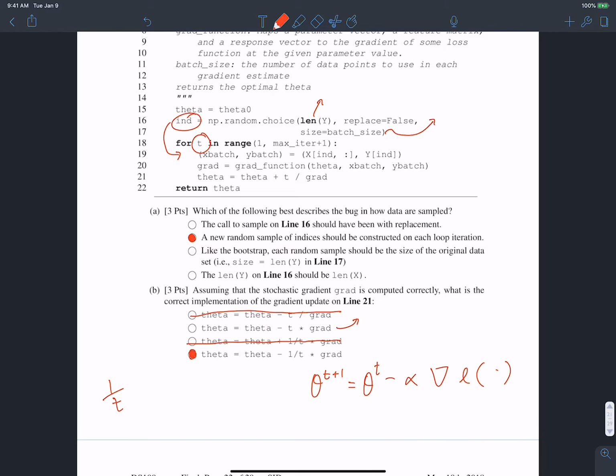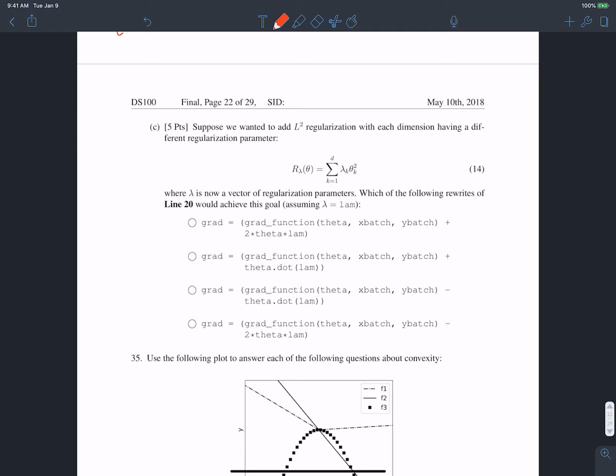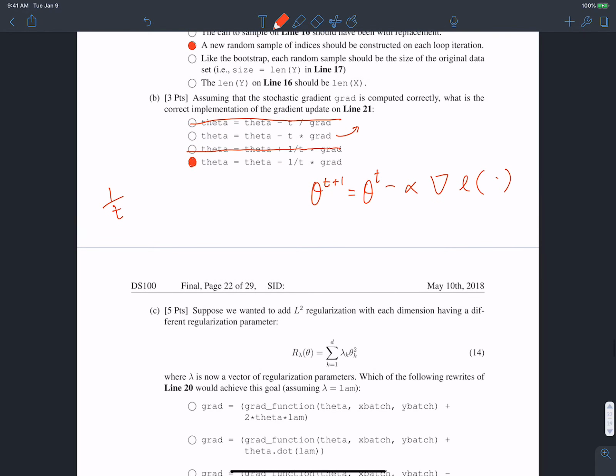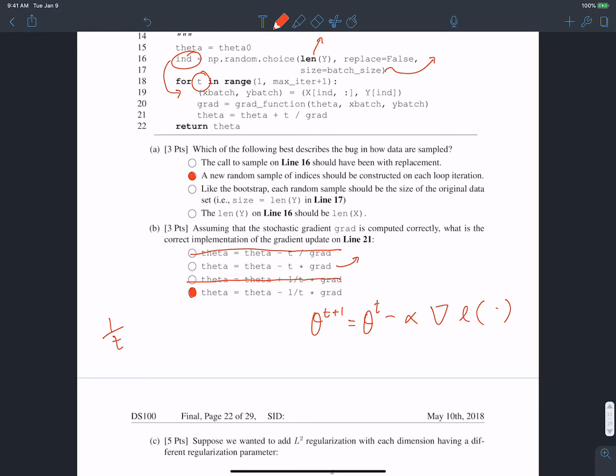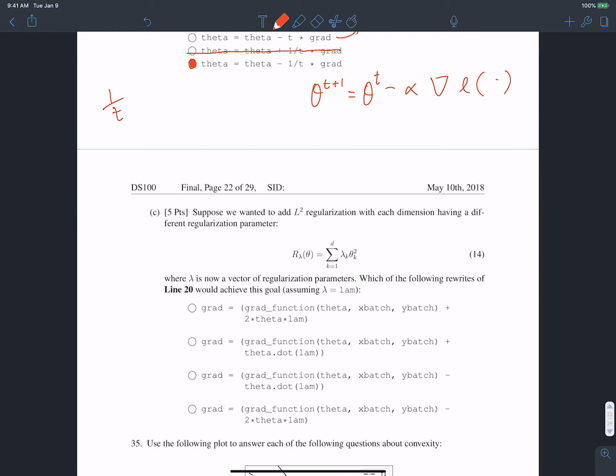Okay, C: suppose we wanted to add L2 regularization, with each dimension having a different regularization parameter. Which of the following rewrites line 20 so that we achieve this goal? Essentially what we need to do is add the gradient of our regularization function to the old gradient. So essentially we need to be adding something here.